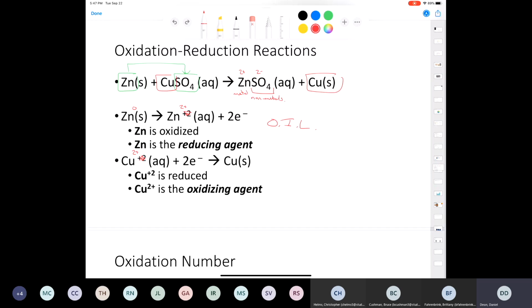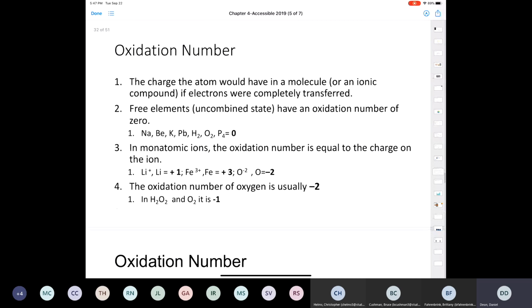Give me a thumbs up if you follow me on that. Oxidation and reduction. Does anybody follow me on that? Redox, yeah. One of those things that might take a little bit of time to wrap your head around, and really do some practice to make sure that you understand oxidation and reduction.